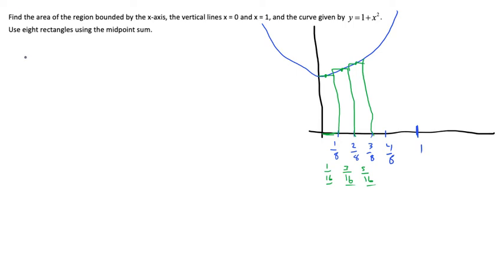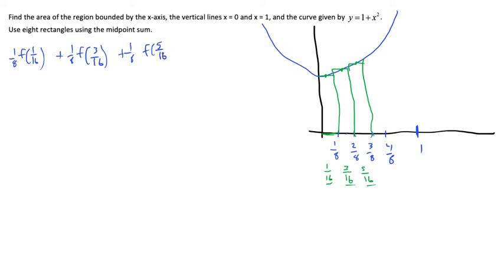So let's write that out. It's 1/8 times f of 1 over 16, plus 1/8 times f of 3 over 16. Remember, 1/8 is the width, and this is the function value at the x coordinate 1 over 16. So that's the first rectangle. And then the second rectangle has a width of 1/8, and the function value here is at 3 over 16. So we've got to keep doing this 8 times.